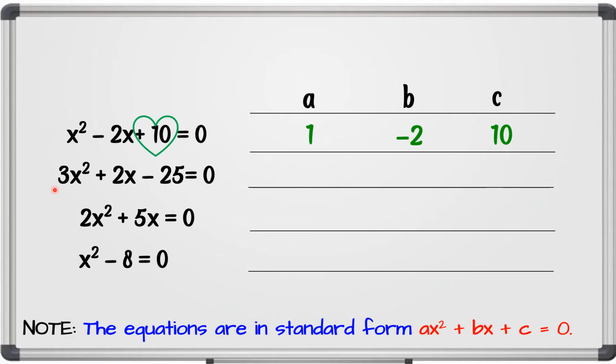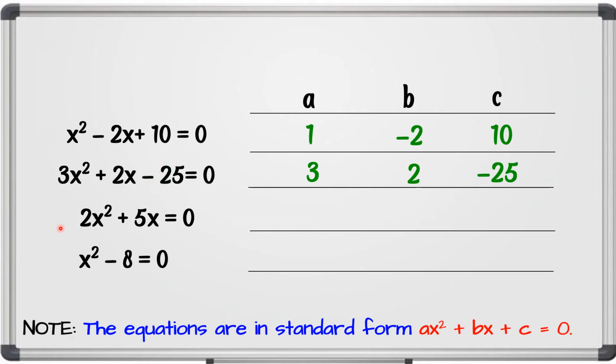Second example, 3x squared plus 2x minus 25 equals 0. So a is equal to 3, the number before x squared. b is equal to 2, which is the number before x. And c is negative 25, which is the constant term. The first two examples are examples of complete quadratic equations.